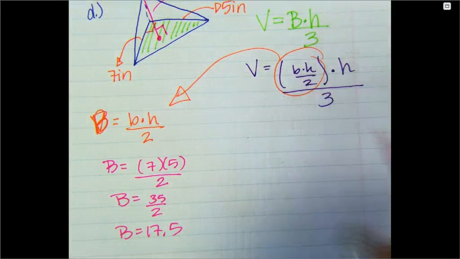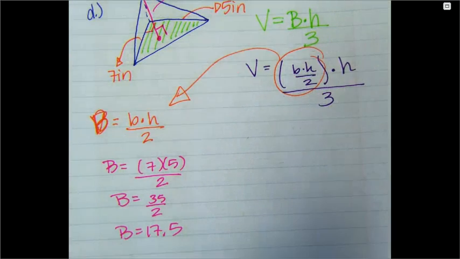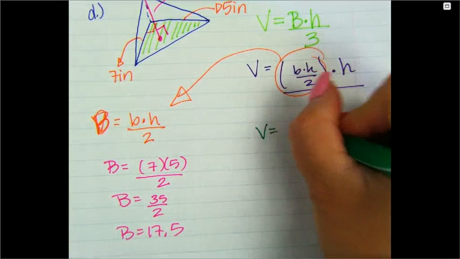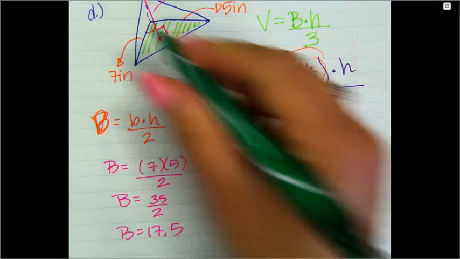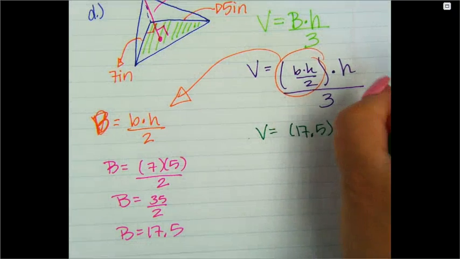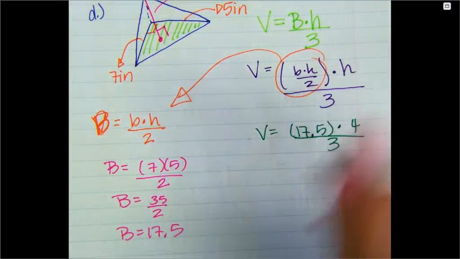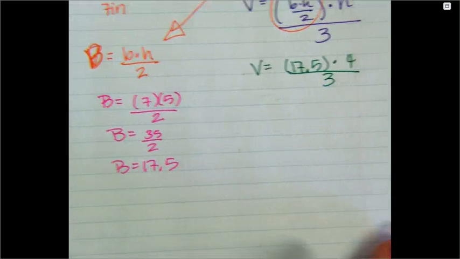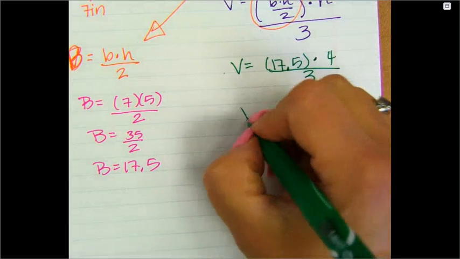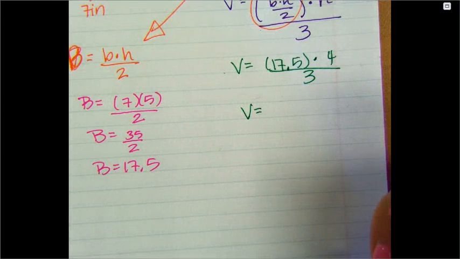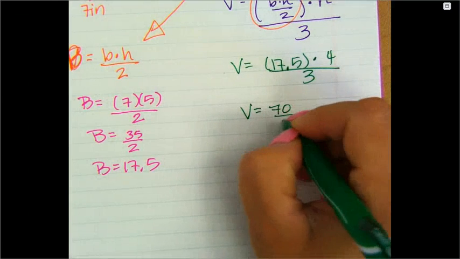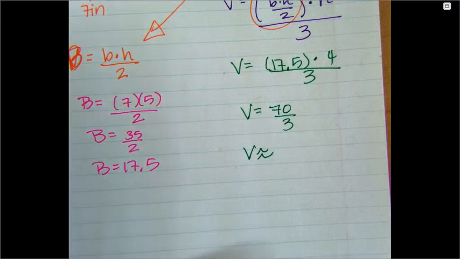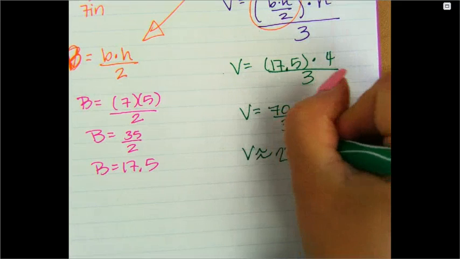So I'm going to replace volume equals this whole thing I solved. It's 17.5 times the height of the pyramid, 4, divided by 3. Can you multiply this? Can you divide? What do you get when you multiply? Volume equals 70 over 3. Divided, volume is approximately what? Inches cubed. Good.